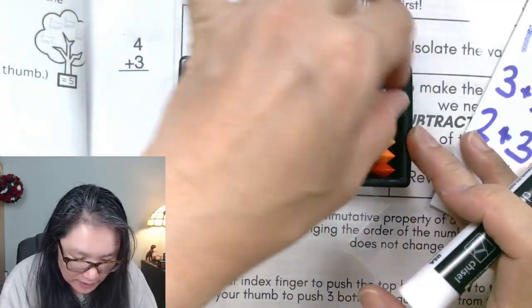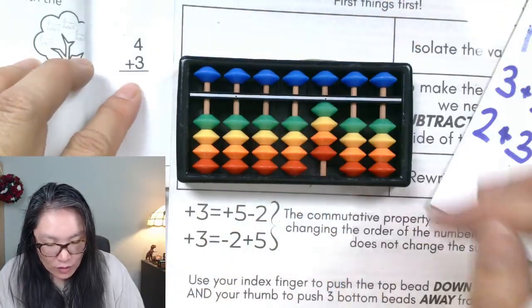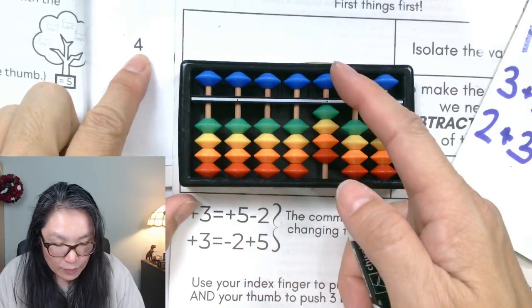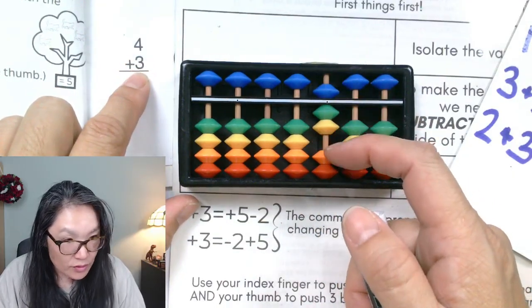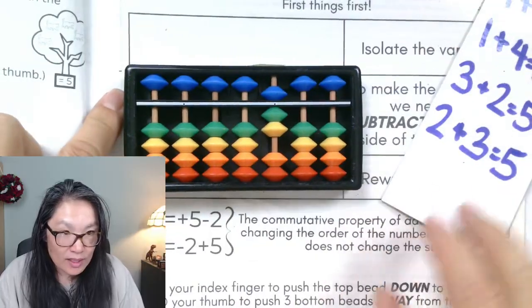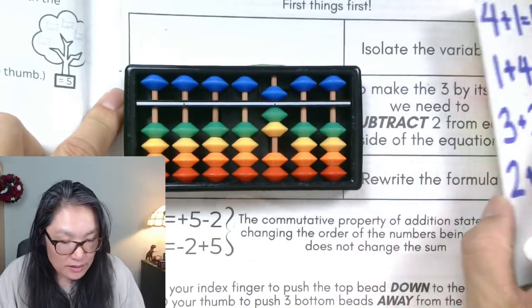That's not 7. This is 7. So we have 4, right? 4, and then we plus the 5 and then take away the 2. So again, it's the same thing with the others. Does that make sense? Are we okay?